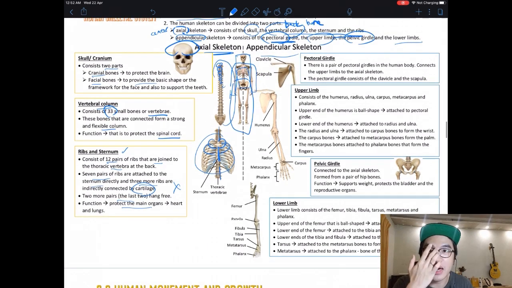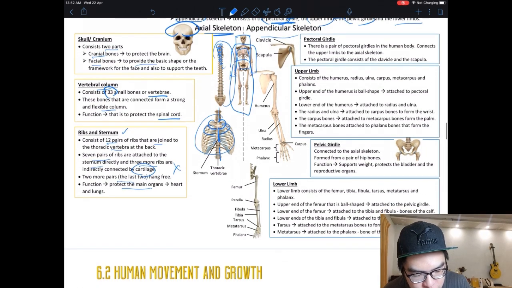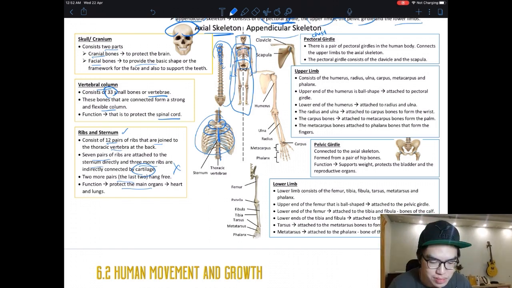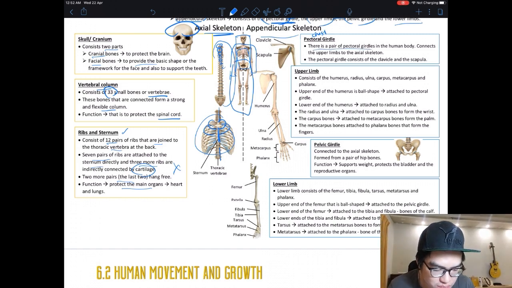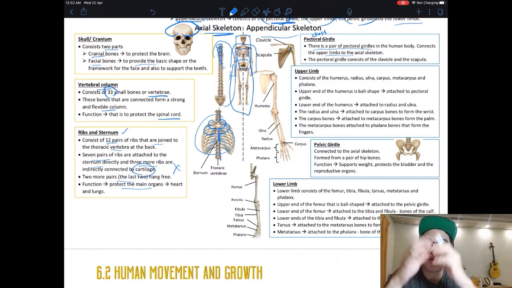The appendicular, which is the side supporting one. Like I said, pectoral is your chest. This part. So when I say you train your pec muscle, it means your chest muscle. We call it the pec muscle. There is a pair of pectoral girdles in the human body, which connects the upper limbs to the axial skeleton. It connects your arm to your center. So between your arm and your center bone is your pectoral girdle. Like I said, a girdle is a support, a frame.